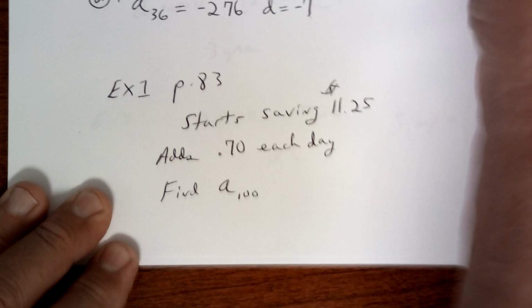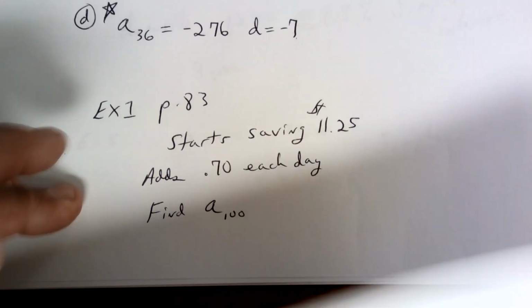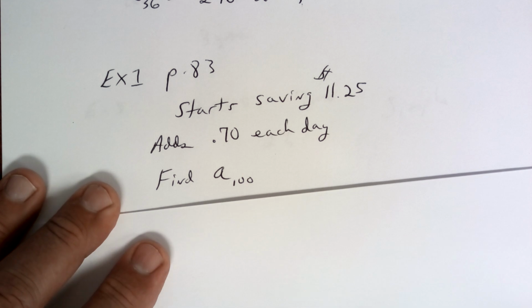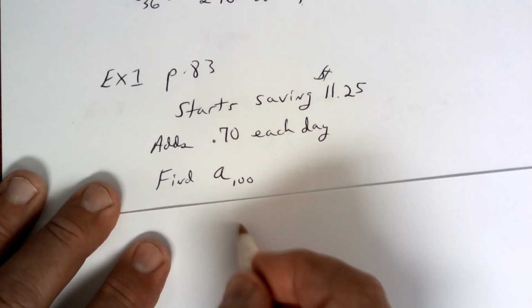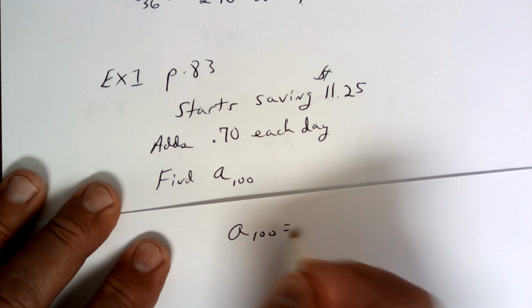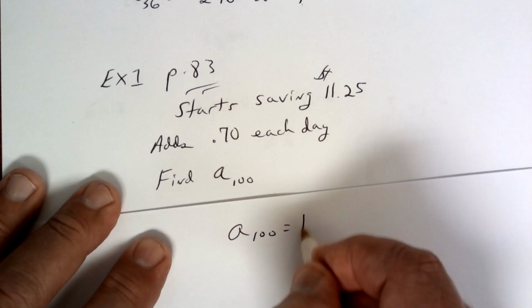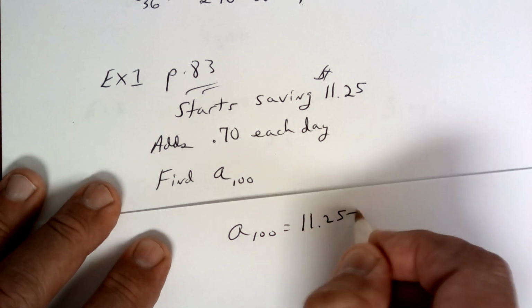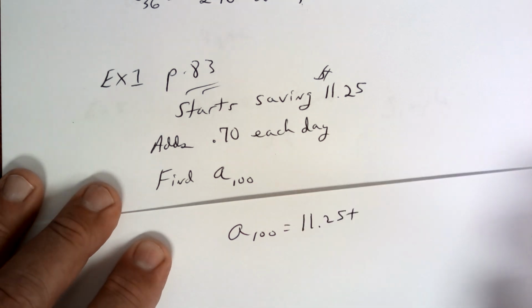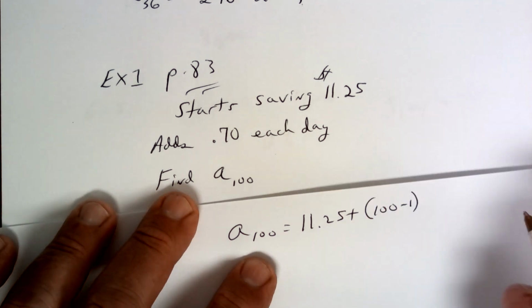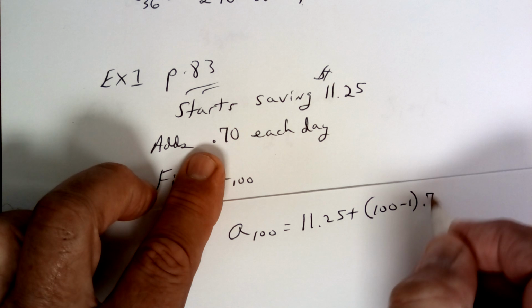Now this one right here, let's see what's going on. This is a sequence. So you want to find the 100th term, and this is example 1 on page 83. So open up a book. So you start by saving 1125 plus n minus 1, so that's 100 minus 1 times 70 cents. And there's your arithmetic sequence.